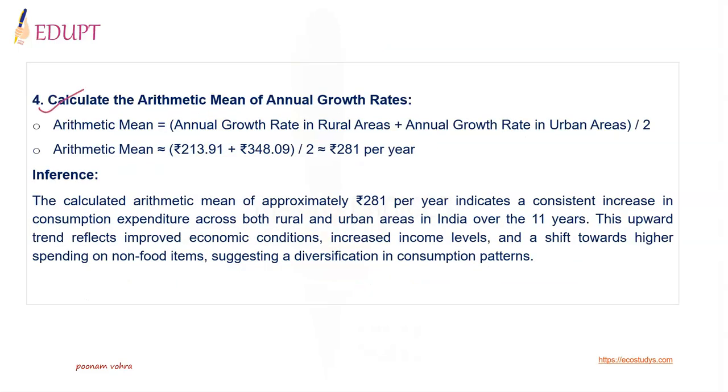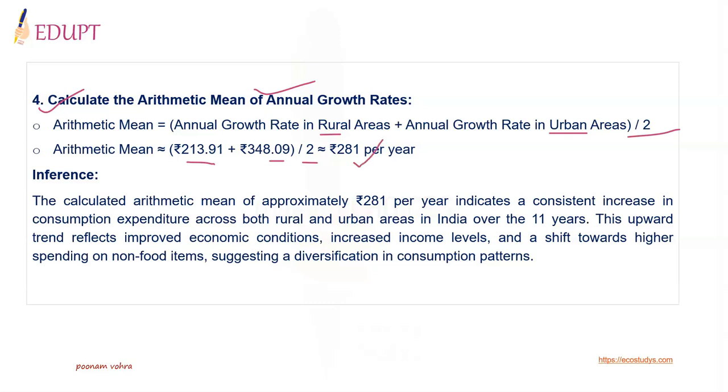Step 4. Calculate the arithmetic mean of annual growth rates. Arithmetic mean is annual growth rate in rural areas plus annual growth rate in urban areas divided by 2, which is 213.91 plus 348.09 divided by 2, which is 281 per year.